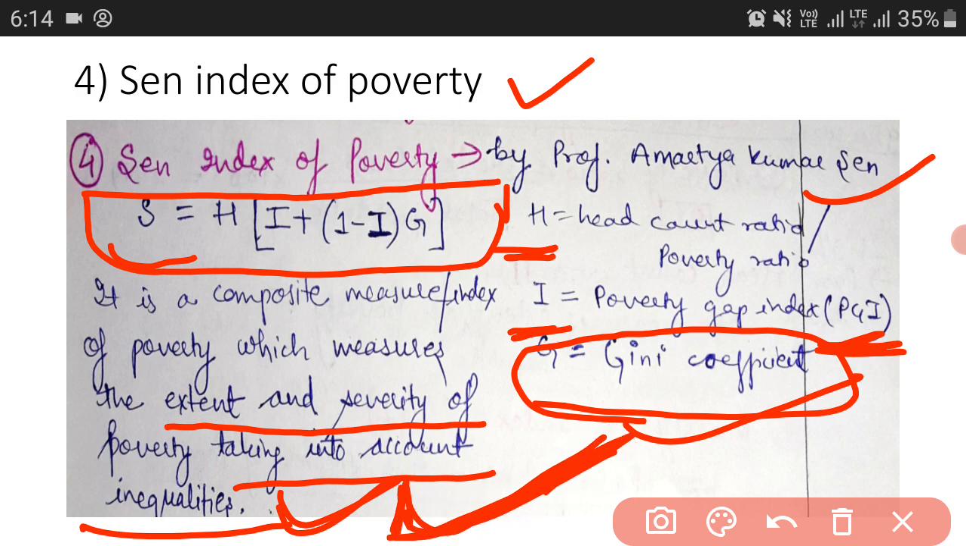So these were the indexes for the measurement of the poverty, and for this video I will sum up here only, and the further details and the committees that are involved for measuring of poverty and all of those things will be discussed in the next video, and after that we will go in some more detail also.